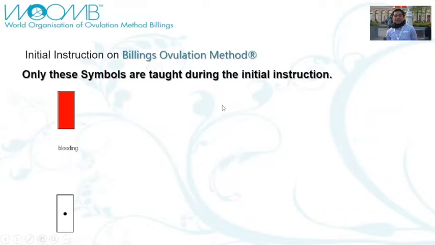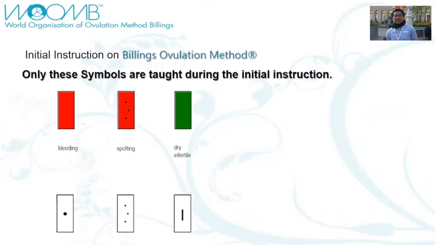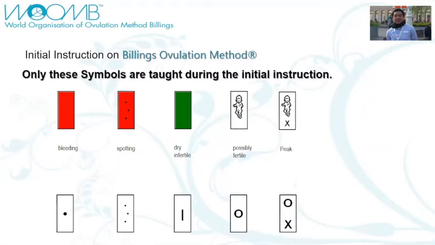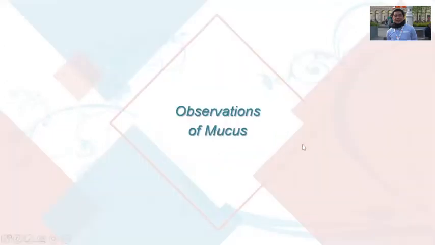Red for bleeding, symbol shaded circle. Dotted 3 dots for spotting. The color green means dry. What is the meaning of color green? Nothing is seen. Nothing is felt. Totally dry. Or a vertical line. Then the circle would be for what? For the mucus secretion. And then you have X for the peak day, and then I for intercourse. If you are using the Billings app, no, that I asked you to download, then you will have all these colors and symbols available for you, no? Okay, let's continue. Now, how to observe mucus.